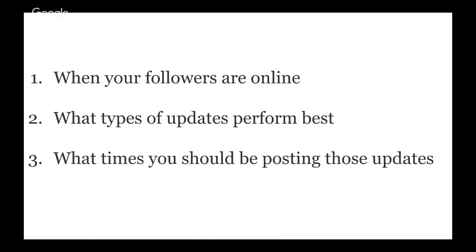So we like to kind of say that without any data, posting on social media feels a little bit like you're addressing a room while you're blindfolded. You don't really know who you're talking to or if they're in the room or what's going on there. So if you want to post your updates at the best possible times, you do need to know a few things. When your followers are online, what type of updates perform best, and what times you should be posting those updates. Luckily, both Facebook and Twitter make it super easy to find this information right in the app.